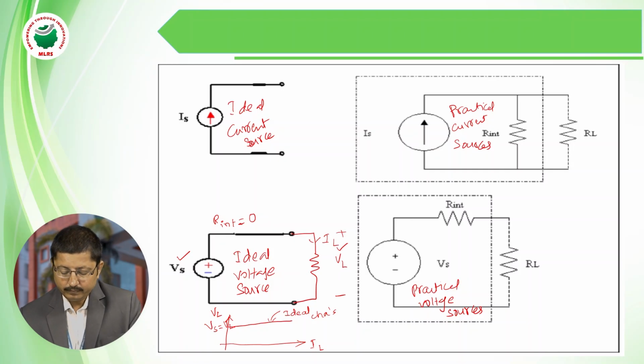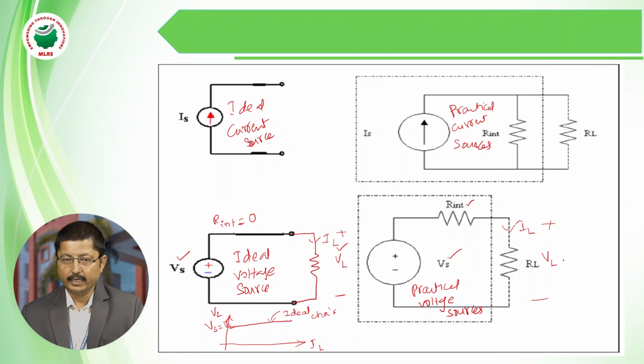Here, the current flows to this load. Because of that internal resistance, we will check whether we get the same voltage Vs across the load or not. If we get the same voltage, then it is ideal. If any drop takes place, then we consider it practical. So let us see how.